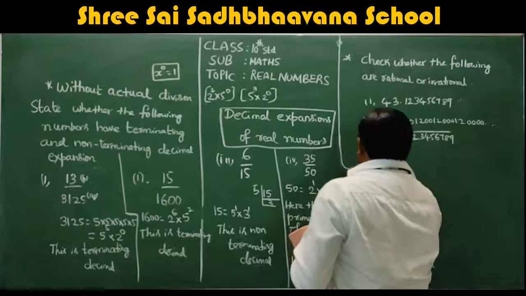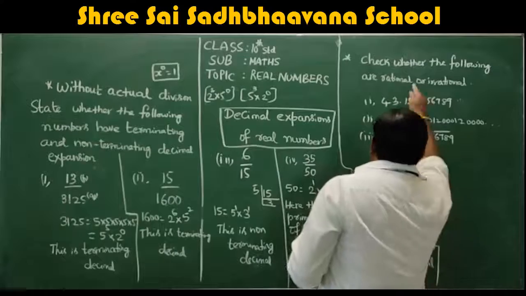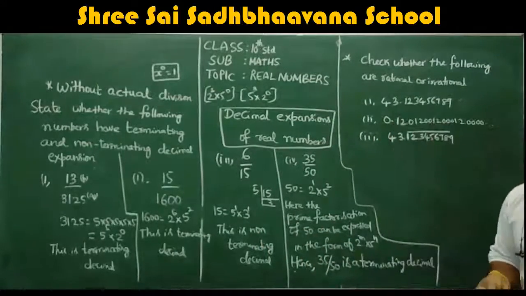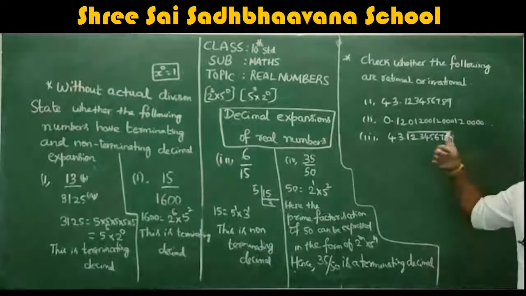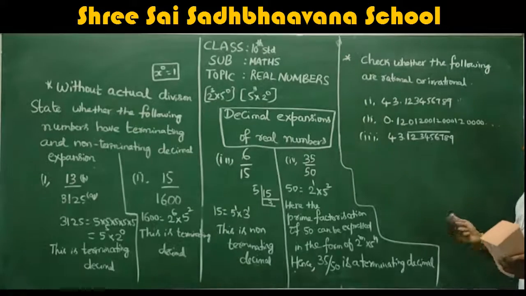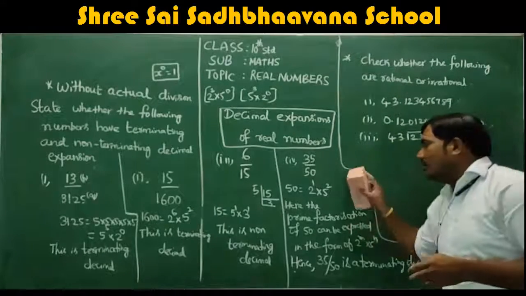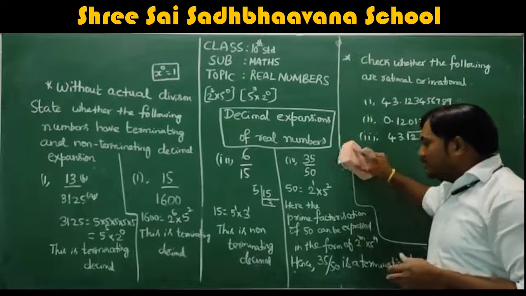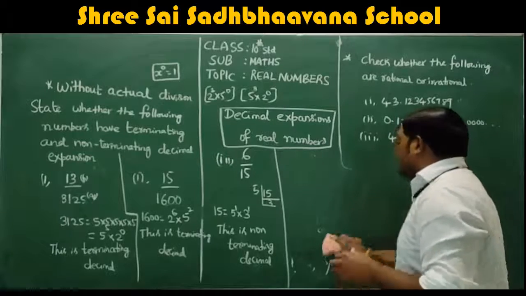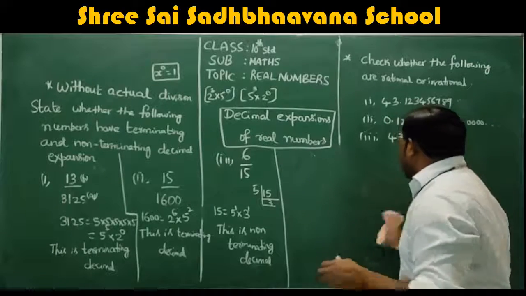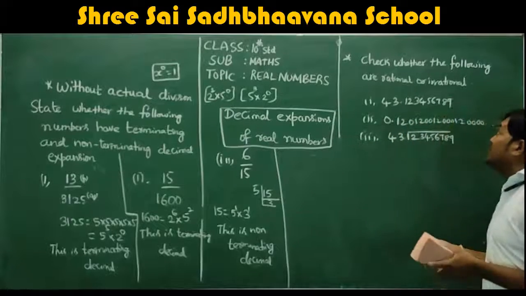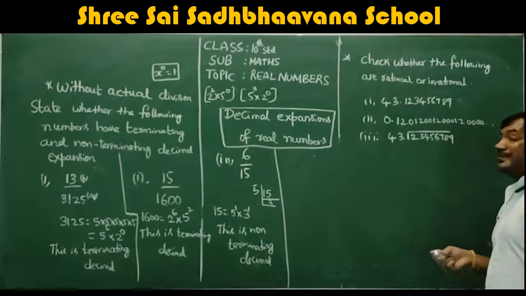Okay, let me do the next sum. Check whether the following are rational or irrational. It means we have to check whether the given numbers are rational numbers or irrational numbers. I can remove this because you know how to write the working, and this working is also very important for each and every sum. I did it only for this sum, but you have to write the same working for all the sums.